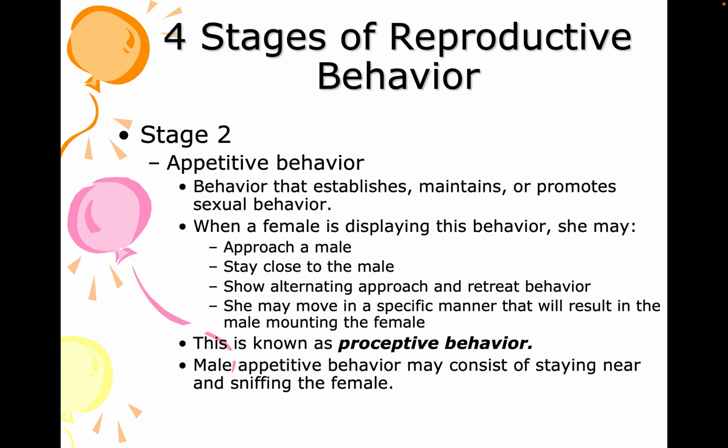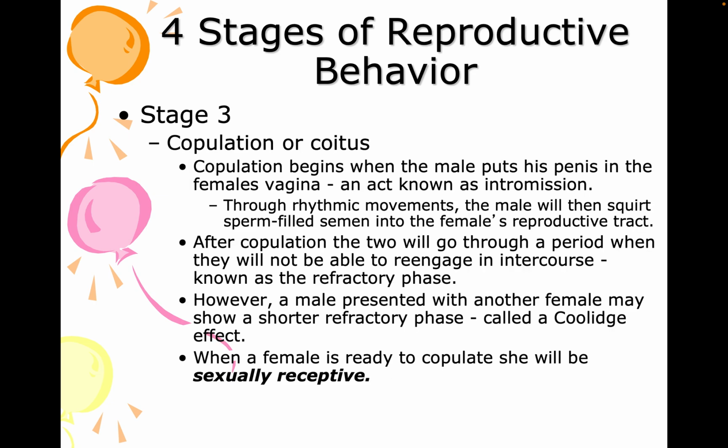Behavior that establishes, maintains, or promotes sexual behavior. When a female is displaying this behavior, she may approach a male, she may stay close to the male, she may show alternating approach and retreat behavior, she may move in a specific manner that will result in the male mounting the female. Of course, in the case of a wolverine, it's the only time the male can get anywhere close to the female. This is known as proceptive behavior. Male appetitive behavior may consist of staying near and sniffing the female. Not, of course, in the wolverine, they don't get anywhere close to the female the rest of the time.